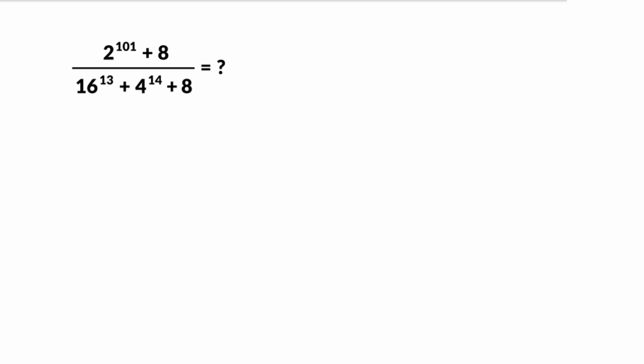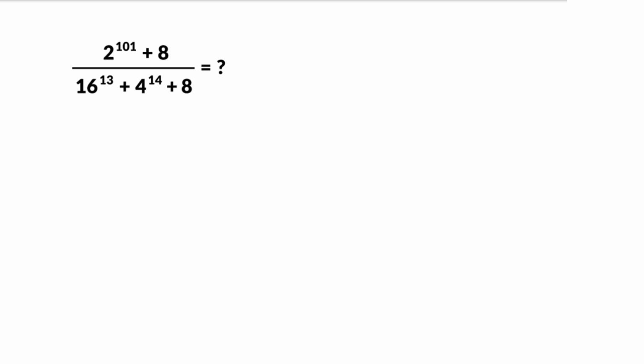In the numerator, we have 2 to the power of 101 plus 8. In the denominator, we have 16 to the power of 13 plus 4 to the power of 14 plus 8. Right away, we can see that all these bases, 2, 4, 8, and 16, are powers of 2. Our first logical step is to rewrite everything using a base of 2.